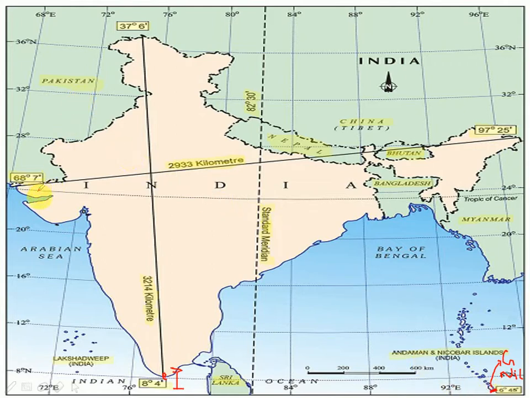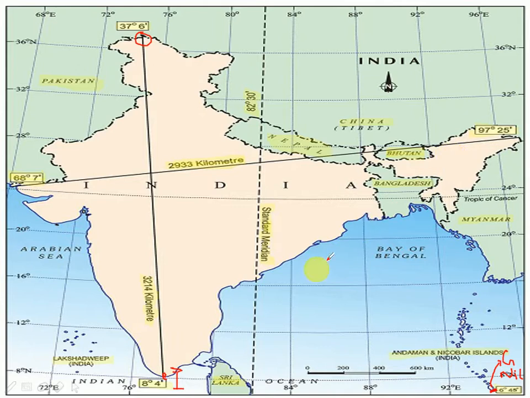8 degree 4 minutes north is the southernmost point of mainland India, and the northernmost point, that is Indira Col, is 37 degrees 6 minutes north. The westernmost point is 68 degrees 7 minutes east, and the easternmost point is 97 degree 25 minutes east.